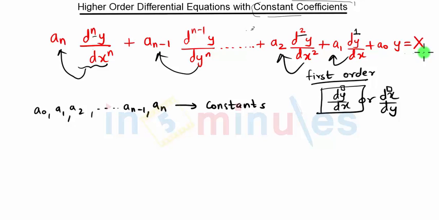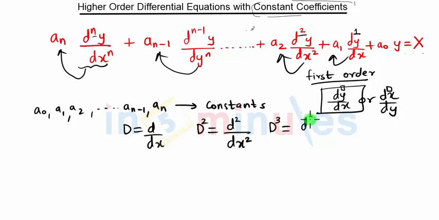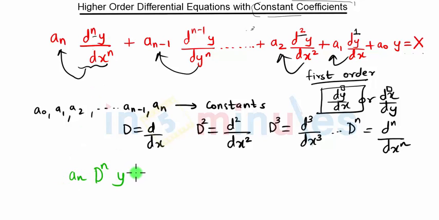Now in this equation I substitute D equal to d by dx, then D square will be d square upon dx square, D cube will be d cube upon dx cube, and D raised to n will be d raised to n upon dx raised to n. So in this equation I am going to substitute this. So d raised to n y upon dx raised to n we can substitute as D raised to n into y, and an is as it is.